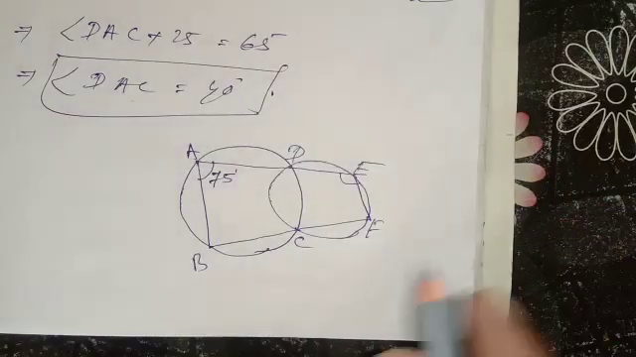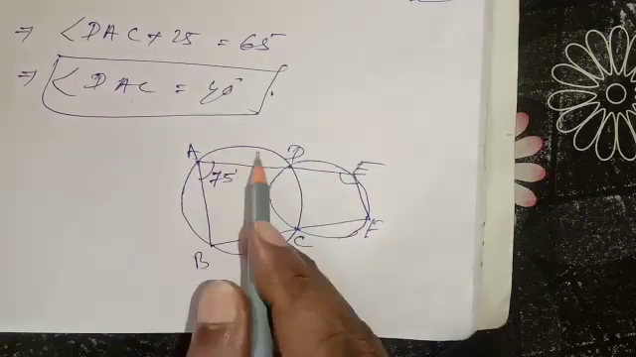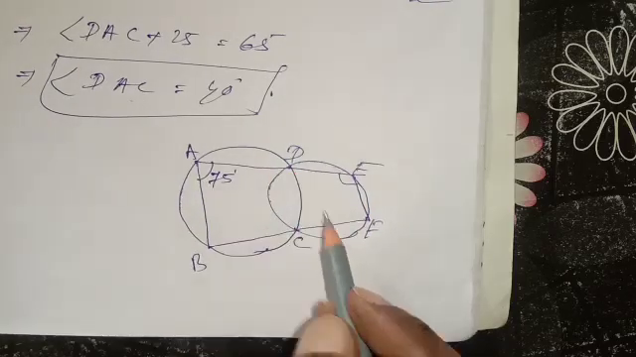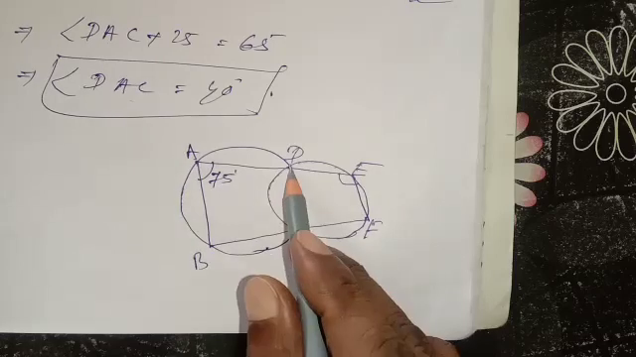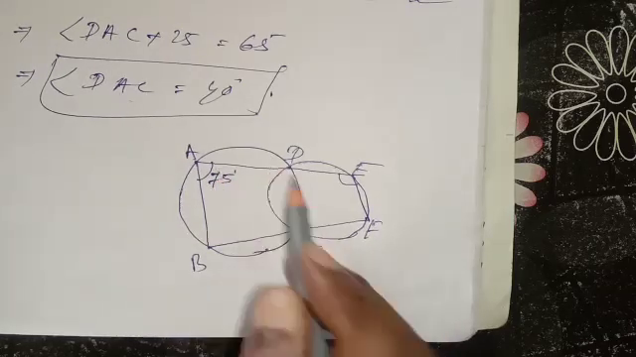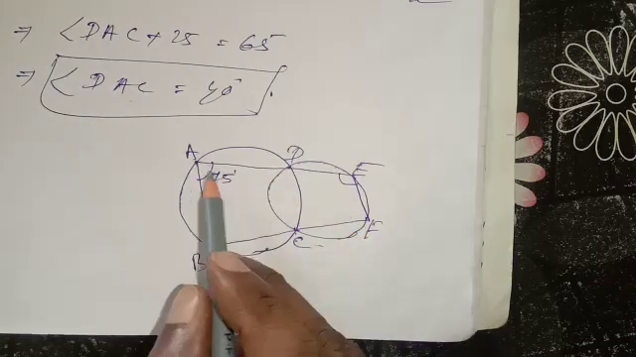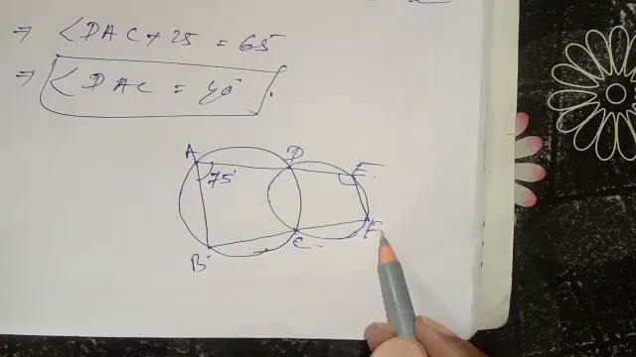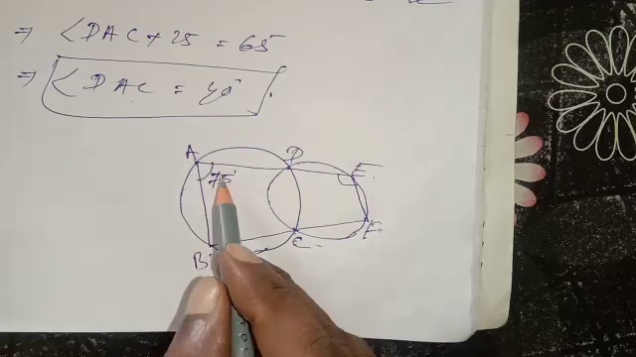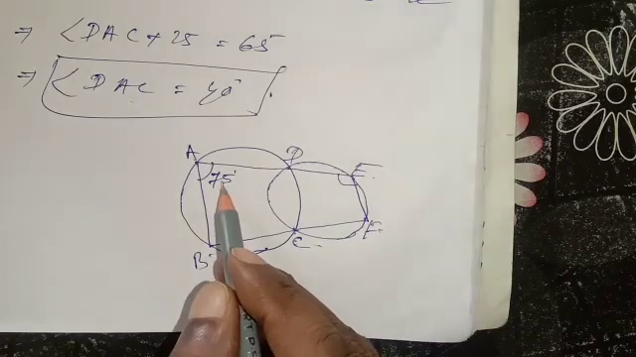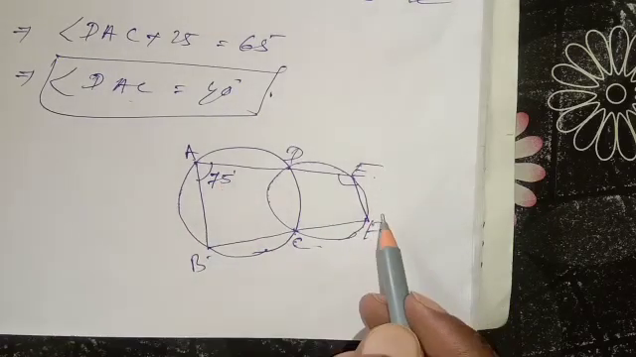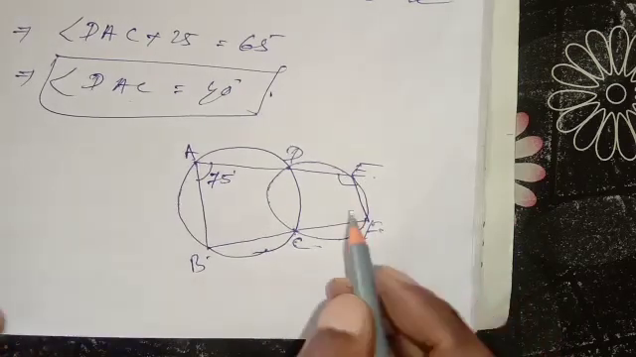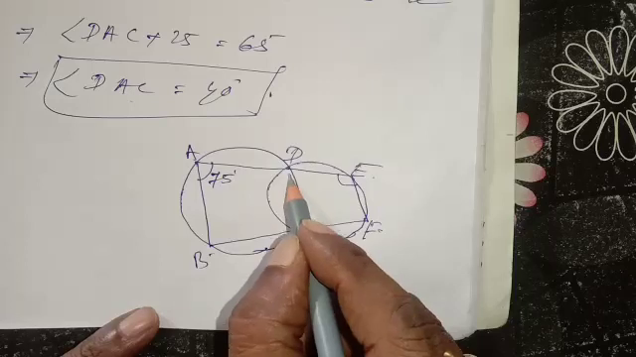So in the next question, there are two circles. The two circles are intersecting at the points C and D. Through D, AD is one line, and BC is another line. Angle BAD is given as 75, and you have to find out angle DEF. For this, we have to join DC.